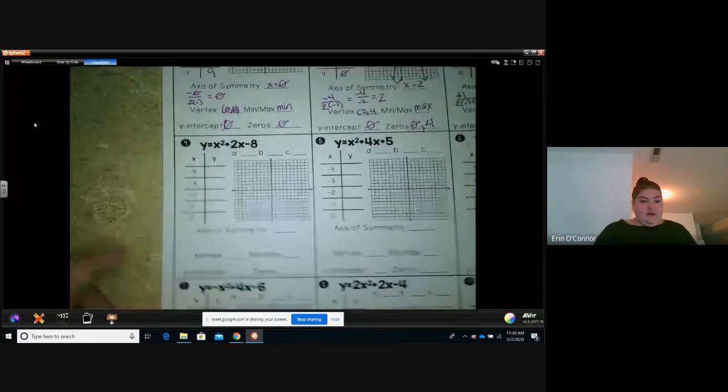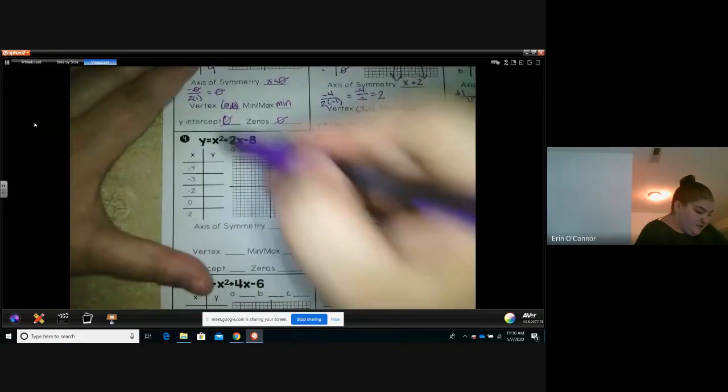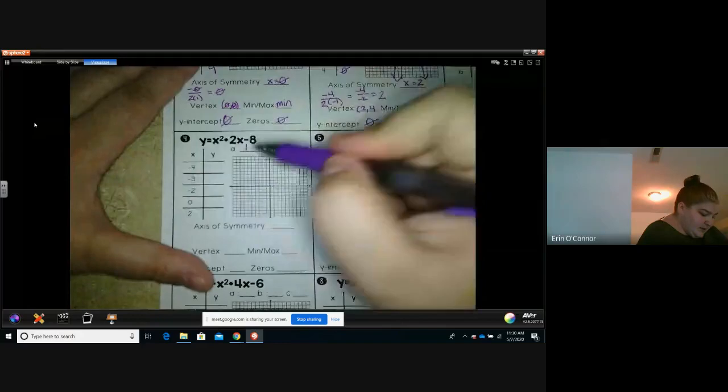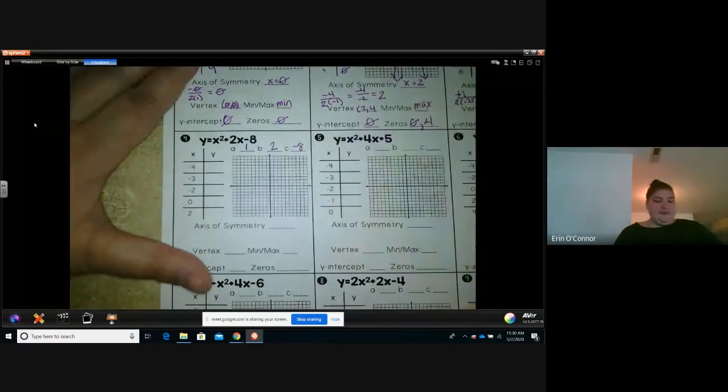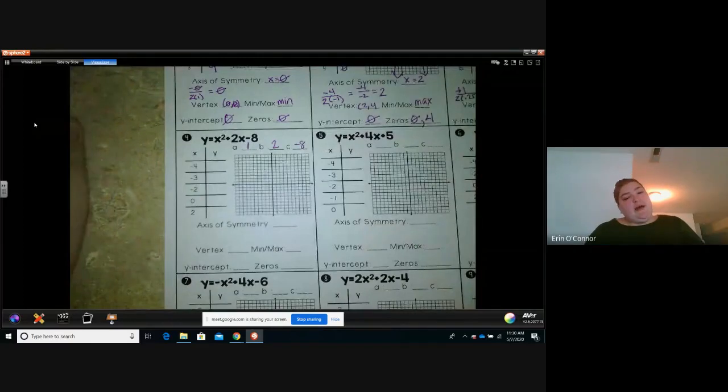So for number 4, my a, there's no number in front of here, so it's a 1. B is 2, and C is negative 8. One thing we're going to learn about sometime next week is factoring. And with factoring, I can tell you right now that our zeros are going to be negative 4 and 2, just because I factored this in my head.